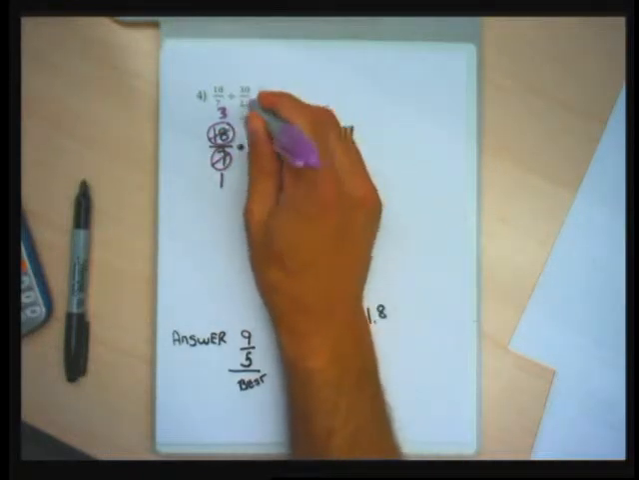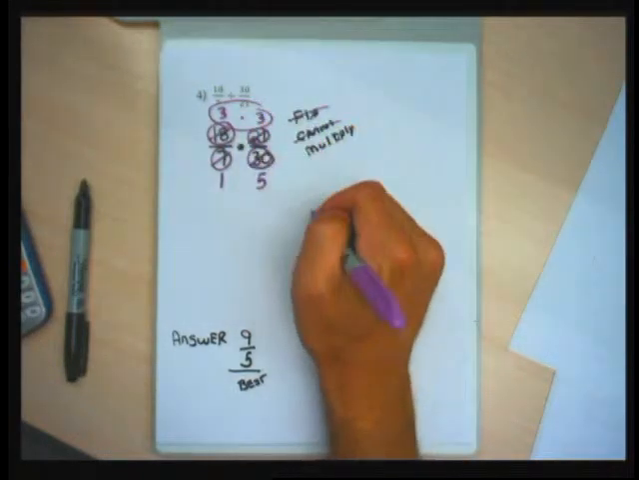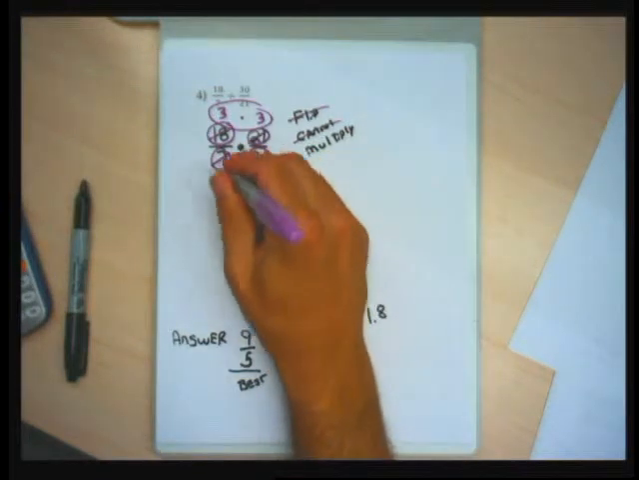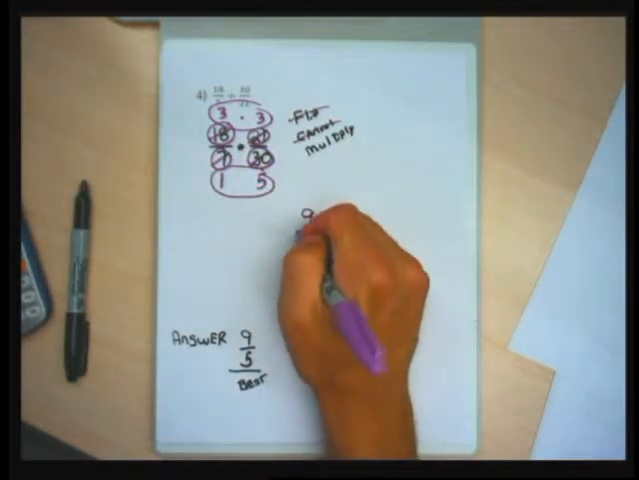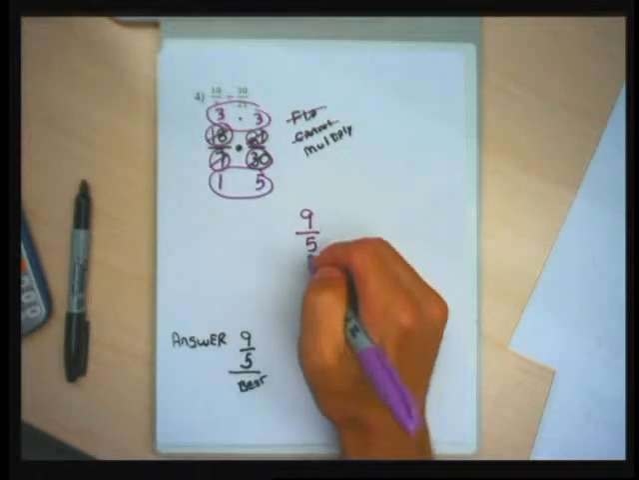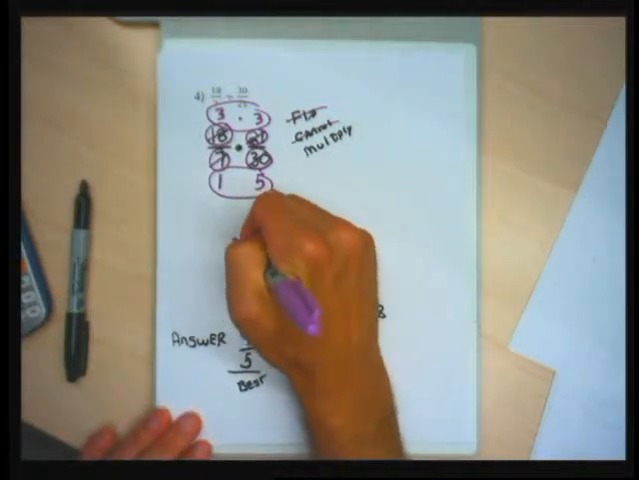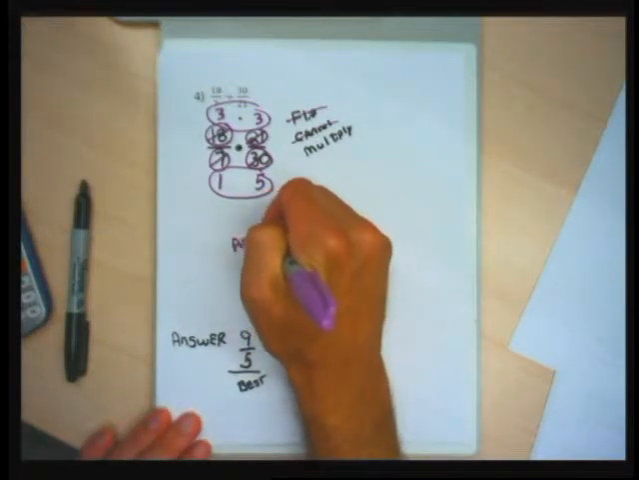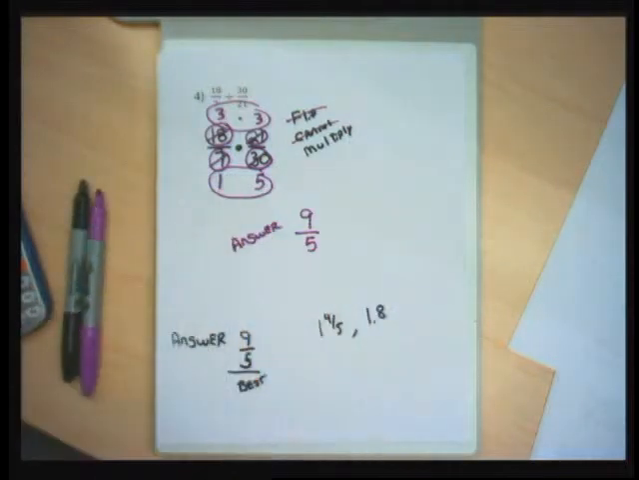In the numerator, I'm going to multiply the 3 times 3 and get a 9. In the denominator, I'm going to multiply the 1 times 5 and get a 5. And again, that matched up perfectly with my calculator. So 9/5 is the perfect answer.